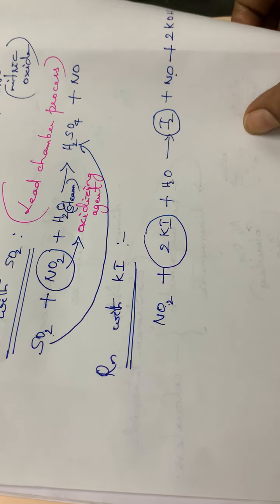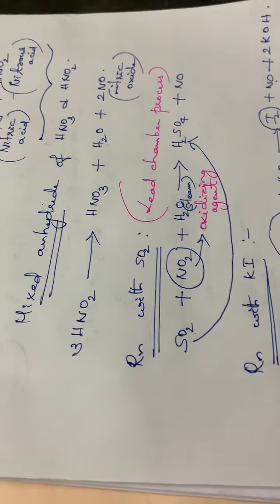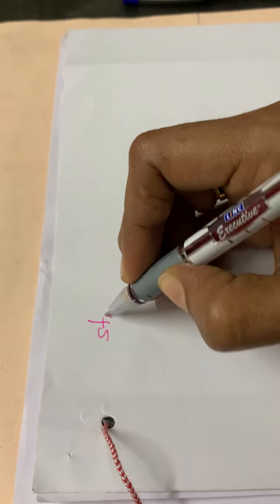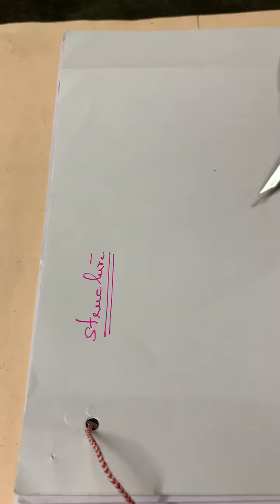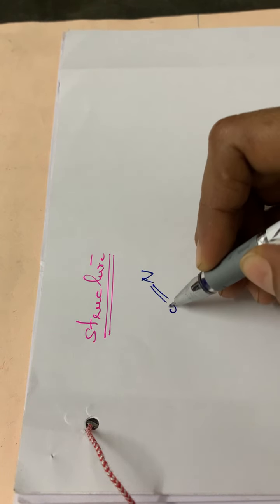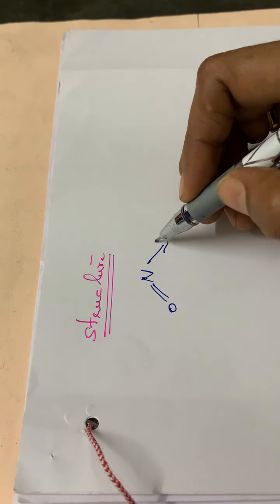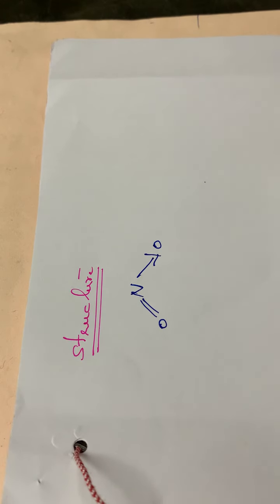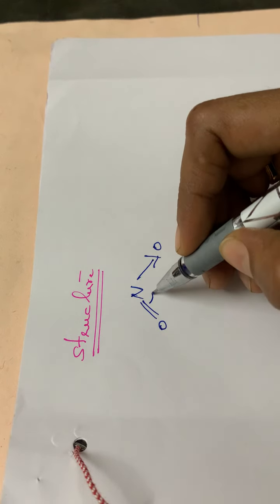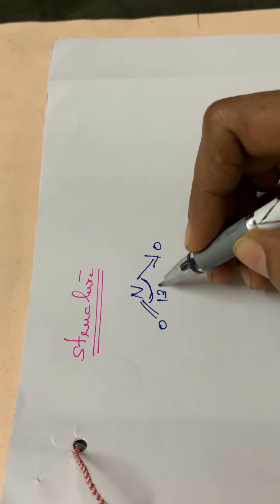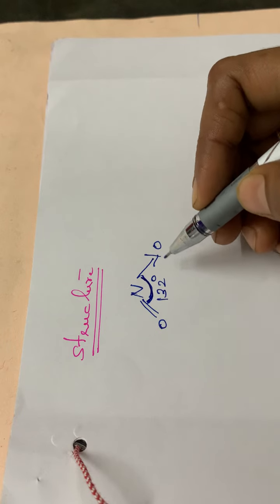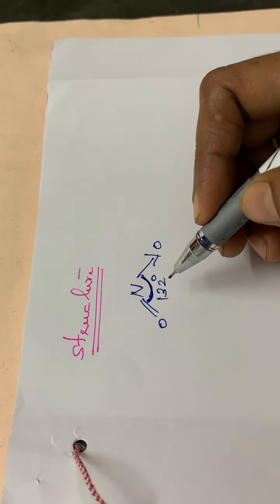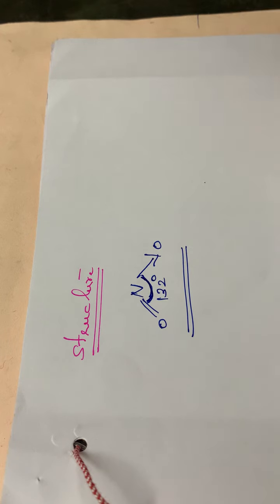Then the next one, we can go through the structure of this NO2 molecule as well as N2O4. Structure of NO2, as I already wrote: N double bond O, then coordinate bond O. That is the structure of the NO2 molecule. See here, the bond angle is 132 degree. This is the bond angle. So this is the structure of the NO2 molecule.